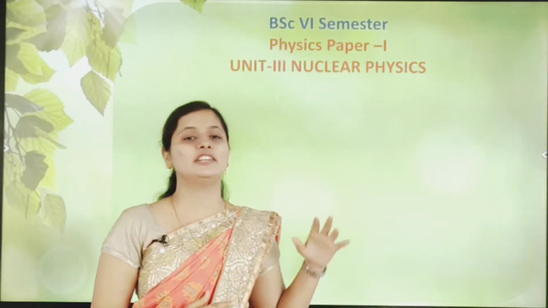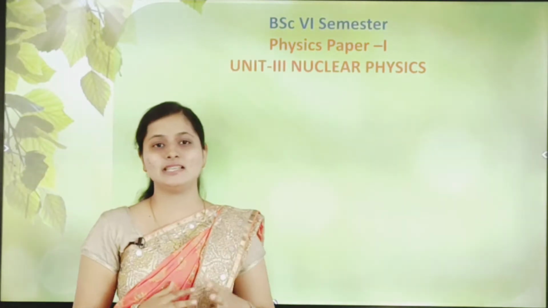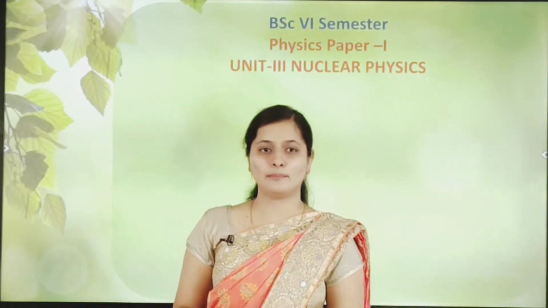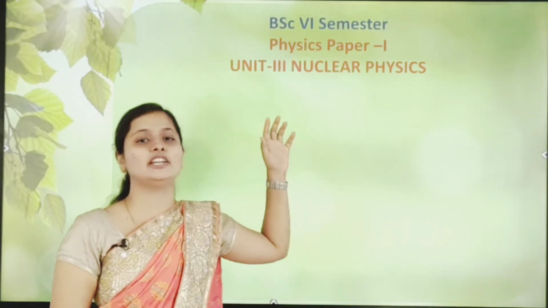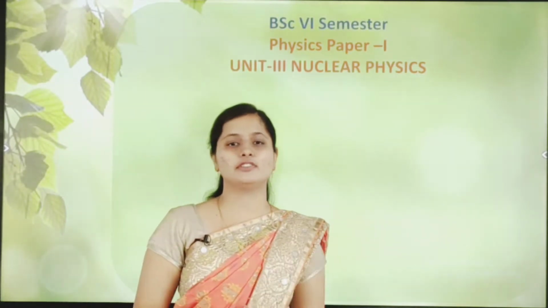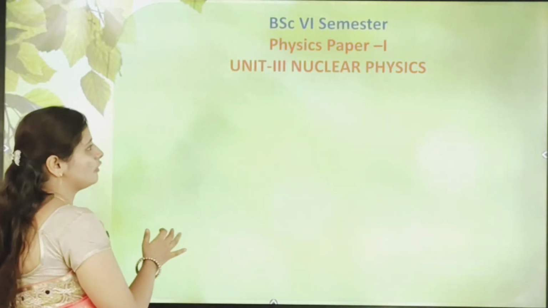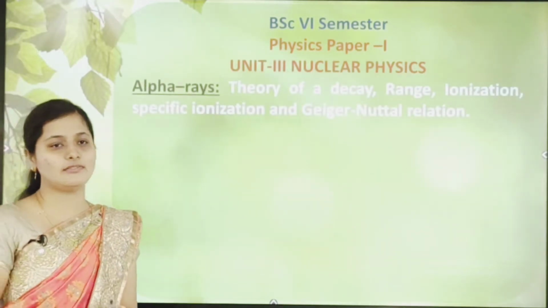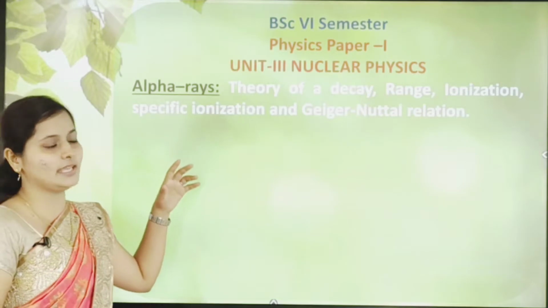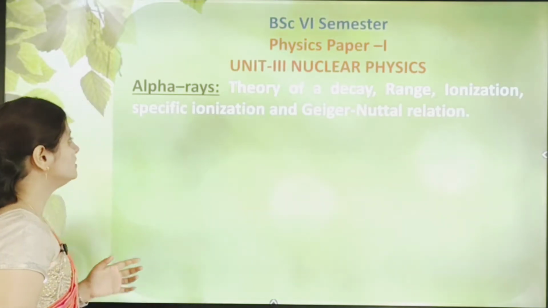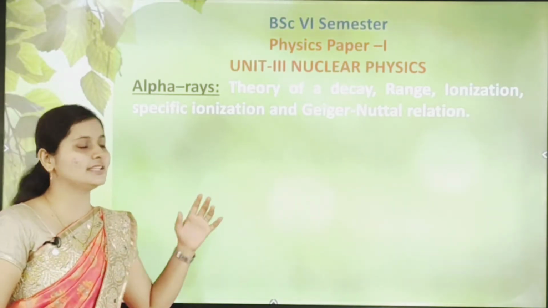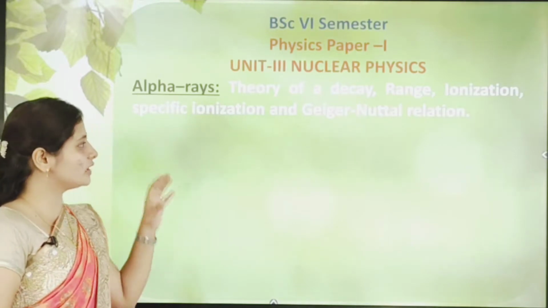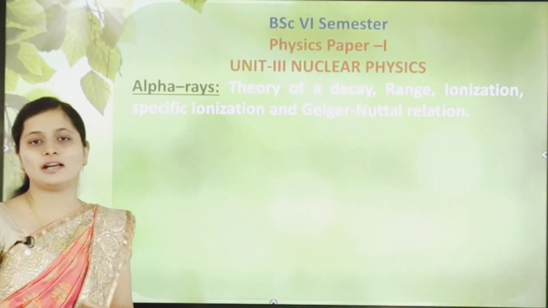So in today's video, we will study your BSc 6th semester physics paper 1, that is the third unit, nuclear physics. First of all, we will see the syllabus of your third unit. The first one is alpha rays. In alpha rays: theory of alpha decay, range, ionization, specific ionization and the Geiger-Nuttall relation. That is the syllabus they gave for the alpha rays.